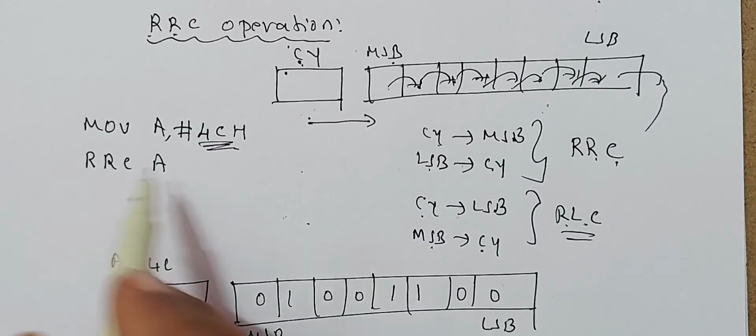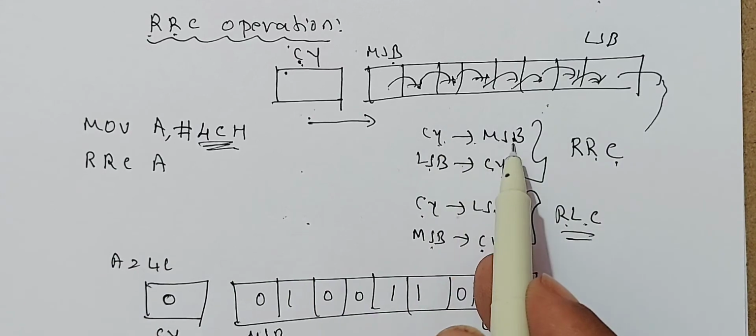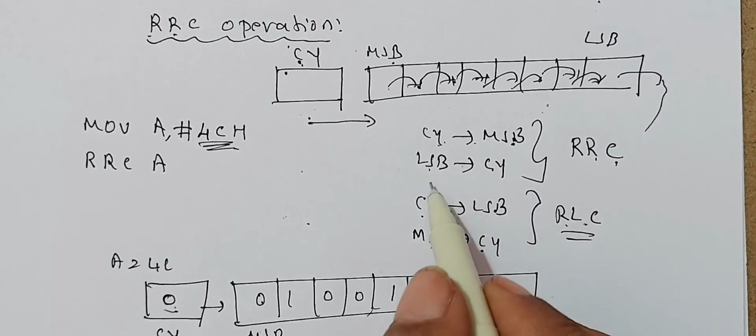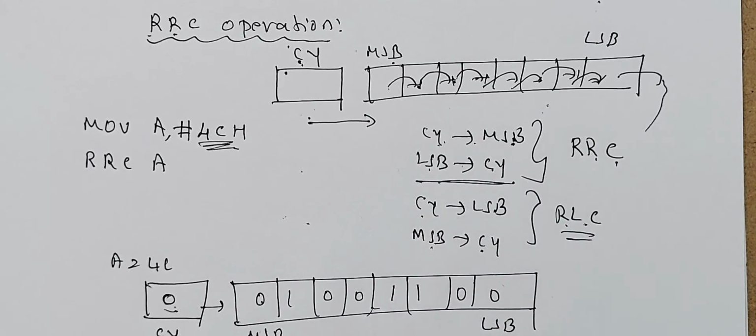See, in RRC operation, carry goes to MSB. This carry goes to MSB, therefore this 0 goes here. And this is shifted right. This 0 goes to this box. This 1 goes to this box. This 0 is shifted here. This 0 is shifted here. This 1 is shifted here. This 1 is shifted here. This 0 is shifted here. And LSB becomes carry. This LSB goes to carry.